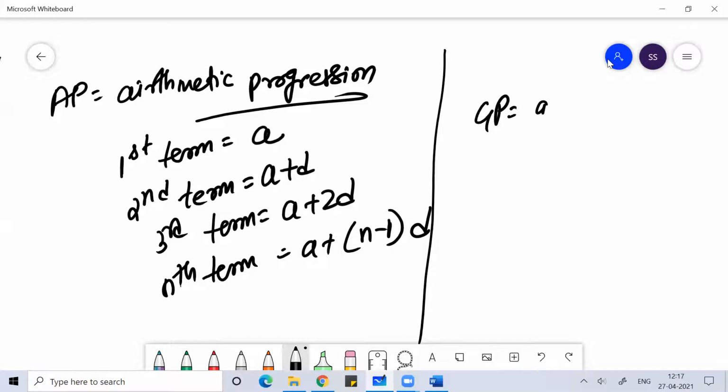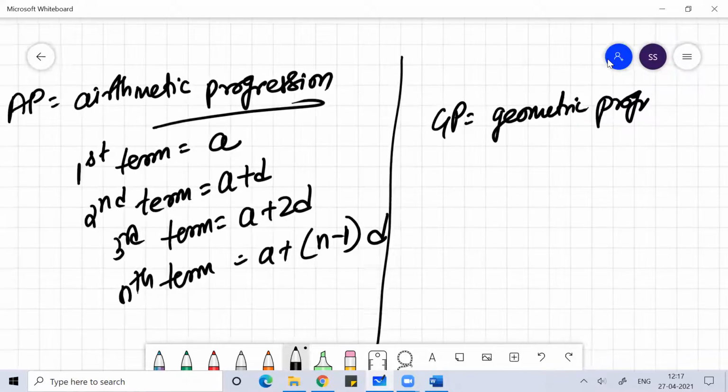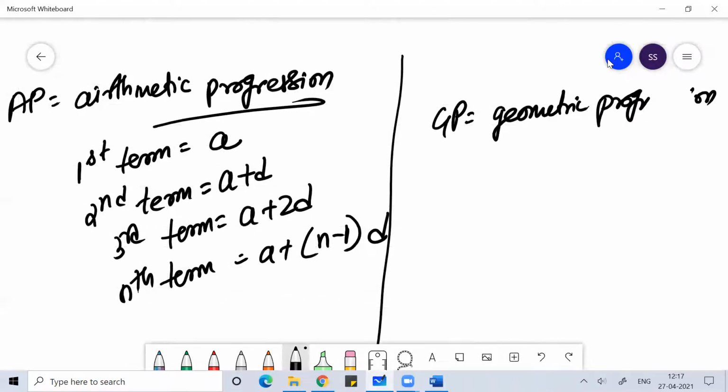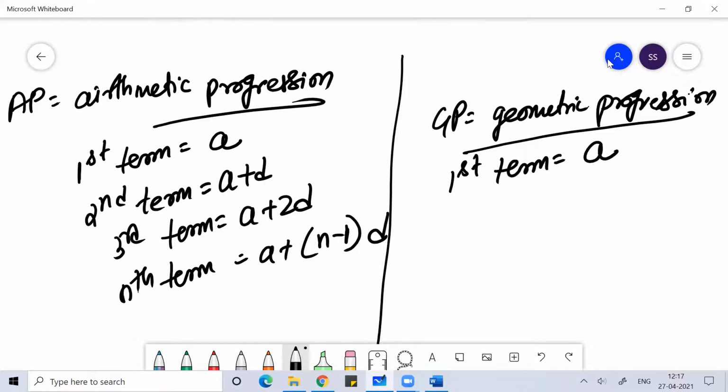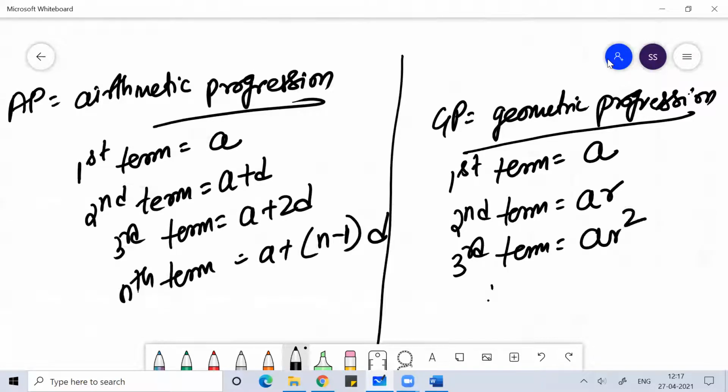When you say GP or geometric progression, the number increases or decreases with a common ratio. In GP the ratio remains the same; in AP the difference remains the same. So the first term in GP we call A. The second term in GP we call A into R. The third term in GP I'll say as A R square. So the nth term in GP I'll say as A into R to the power n minus 1.